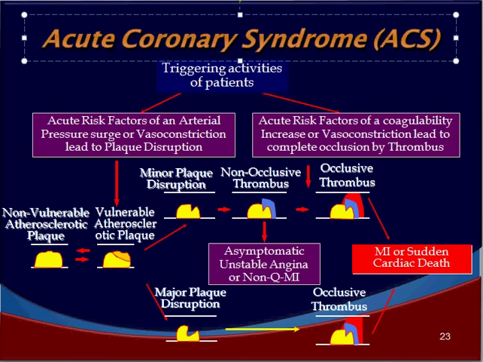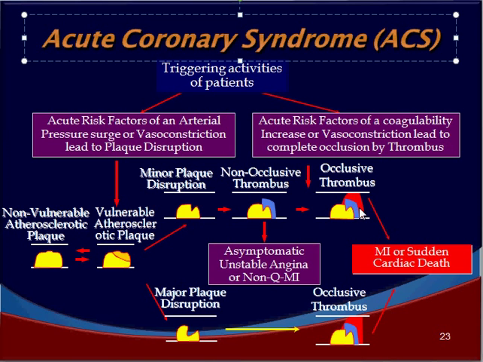Acute coronary syndrome, the pathogenesis, triggering activities of the patients. Acute risk factors of an arterial pressure surge or vasoconstriction lead to plaque disruption. Acute risk factors of coagulability and increased vasoconstriction lead to complete occlusion by the thrombus. So, a non-vulnerable plaque became vulnerable and produced plaque disruption. There will be some amount of thrombosis which is non-occlusive to start with, and this may be asymptomatic because there is some amount of lumen still there and the circulation is going on, or it may lead to unstable angina or non-Q-wave myocardial infarction or non-ST segment elevation myocardial infarction.